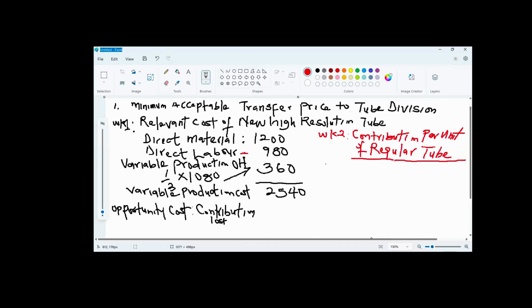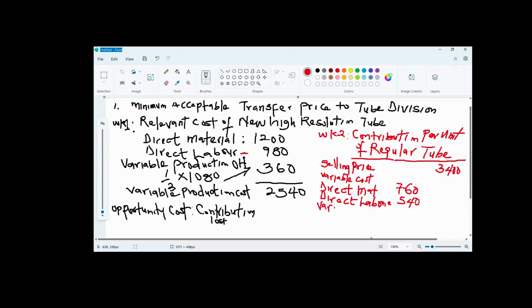You come here. I will start with the selling price. The selling price is 3,400. Now pick the variable cost for regular tools. 750 direct material. Is 750 or 760? 760. Direct material 760. Direct labor 540. Direct labor for regular tools 540. Next. Variable production overhead for regular tools.